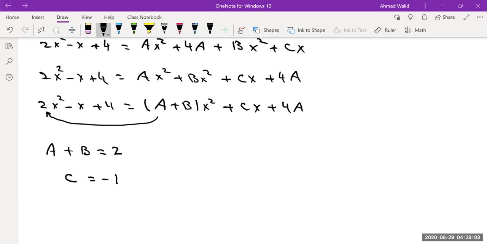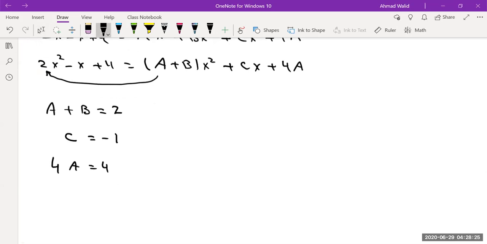And the constant term on the right side, you can make it equal to the constant term on the left side. That means you can write 4A equals 4. A very easy system of linear equations. This one is really easy.